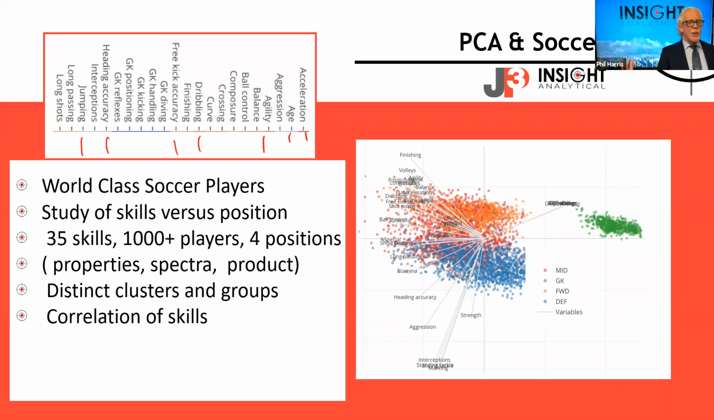He took these world-class soccer players from all over the world, looked at all of their 35 different skills, and also looked at the 4 positions on the field. There's goalies, there's guys who play midfield, there's guys who play forward, and there's guys who play defense. And he said, now if I look at all of that data and find out which skills point as vectors towards certain groups, I can start to characterize these guys.